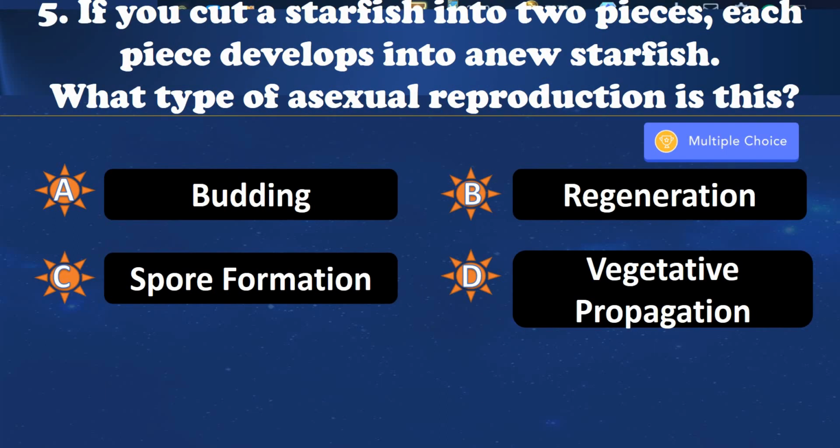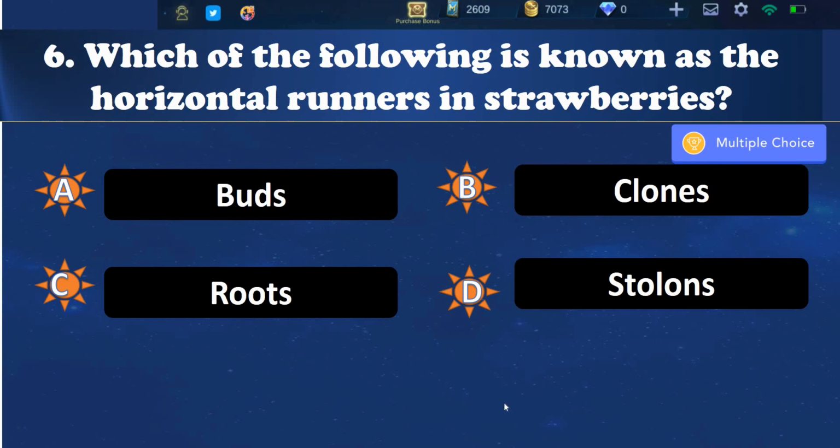Number 5 question. If you cut the starfish into 2 pieces, each piece develops into a new starfish. What type of asexual reproduction is this? Is it A. Budding, B. Regeneration, C. Spore formation, or D. Vegetative propagation? Go. Okay, time is up. Correct answer for number 5 is letter B, regeneration.